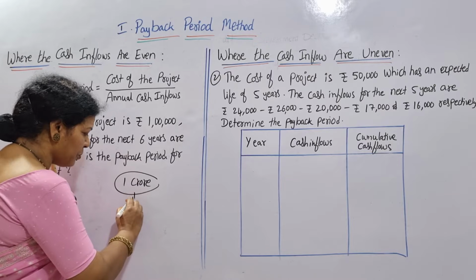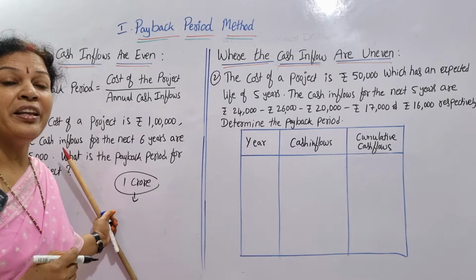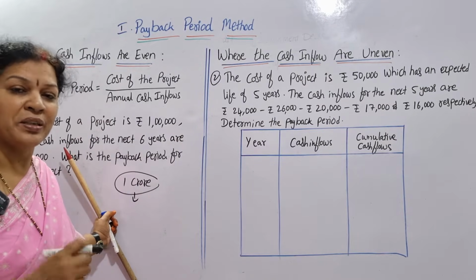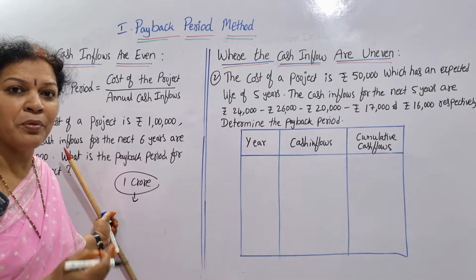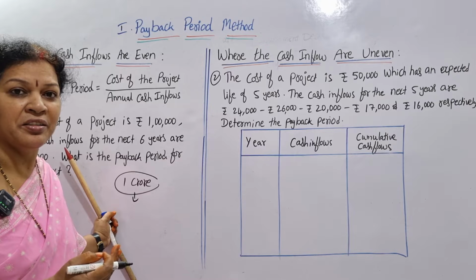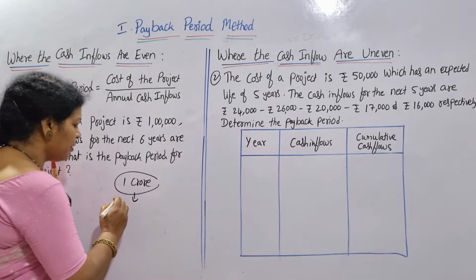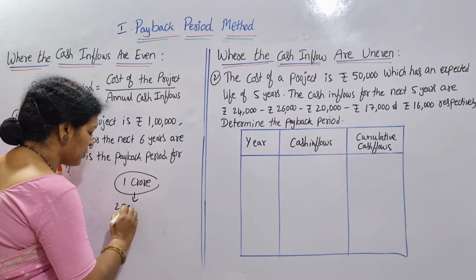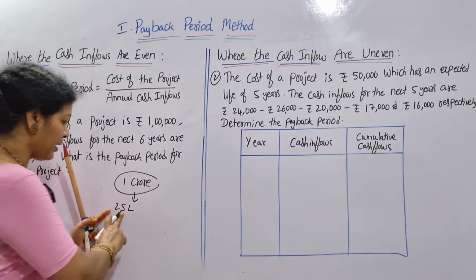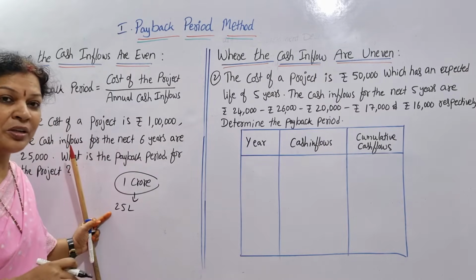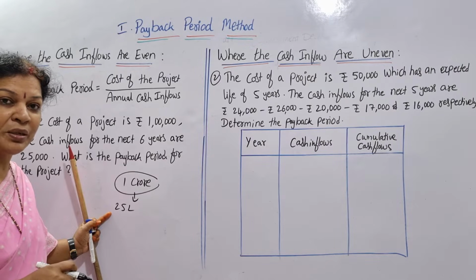So for this, what is required is annual inflow. Annually how much I am expecting? I am investing 1 crore, okay. But every year how much is the inflow I am getting? How much income I am getting? Say for example, 25 lakh each year I am expecting. 25 lakh means in how many years I am going to get back my investment?